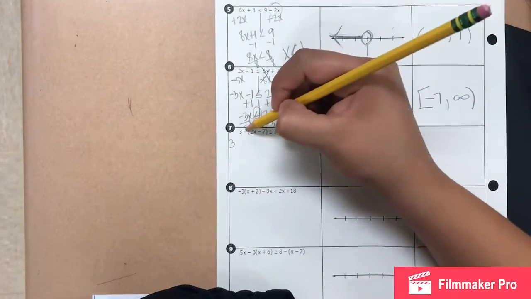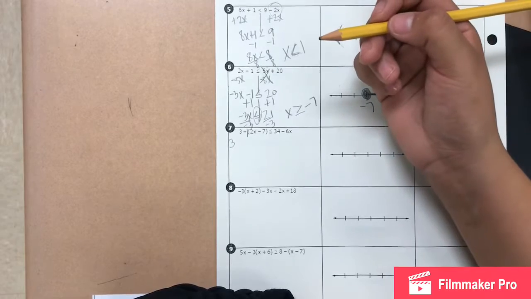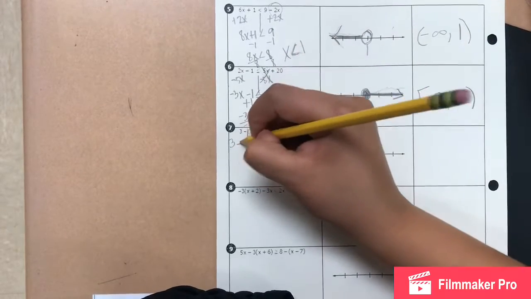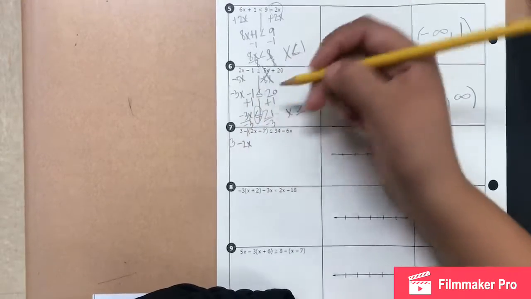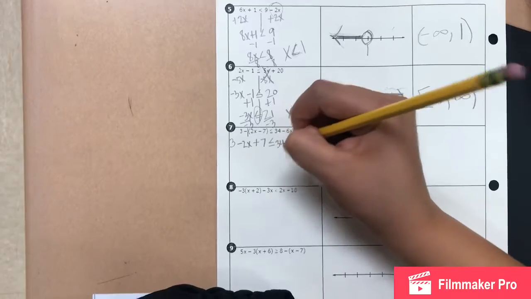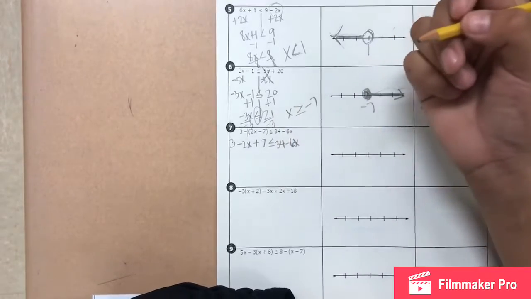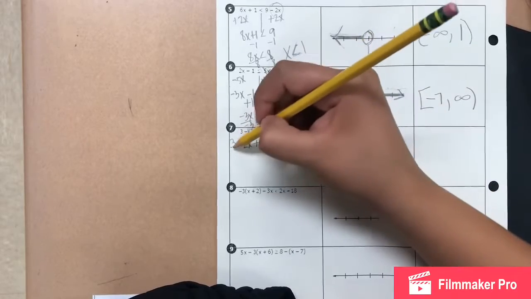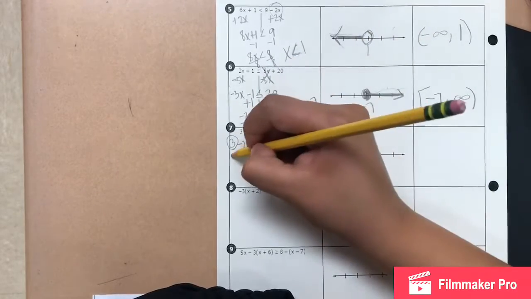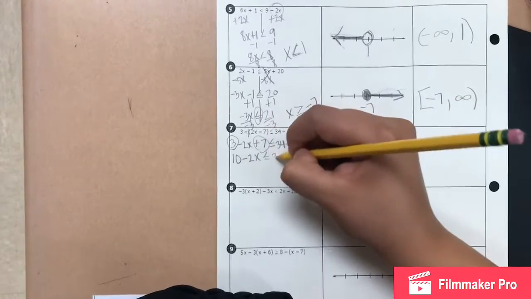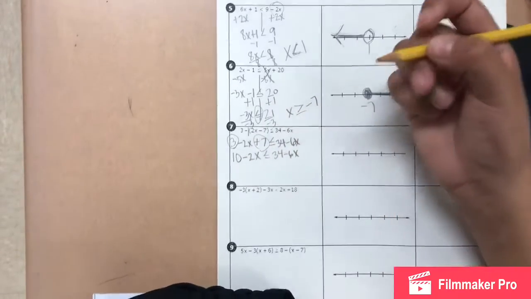Number 7, there is just distributing here, so I'm going to bring down the 3. I distribute negative 1. Most people forget that that is a negative 1 in front of the parentheses. Negative 1 times 2x is negative 2x. Negative 1 times negative 7 is positive 7, is less than or equal to, and I'm just going to bring this down because it doesn't have any distributing. The only thing I can combine is over here on the left side, 3 and positive 7. So I have 10 minus 2x is less than or equal to 34 minus 6x.